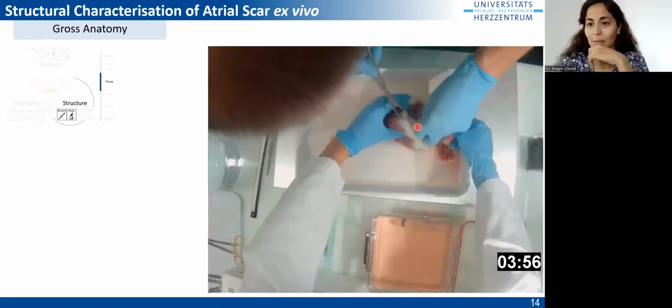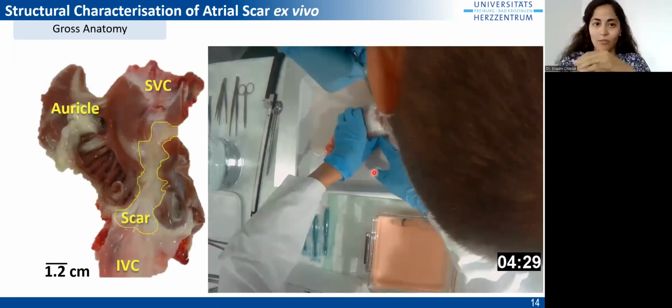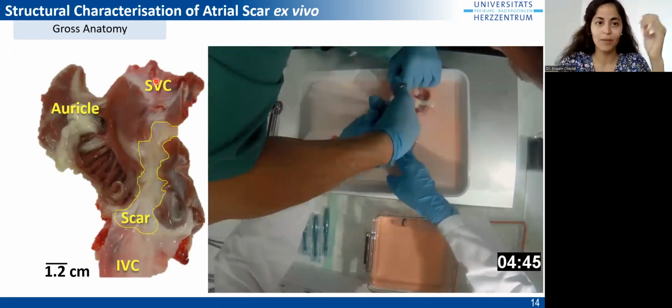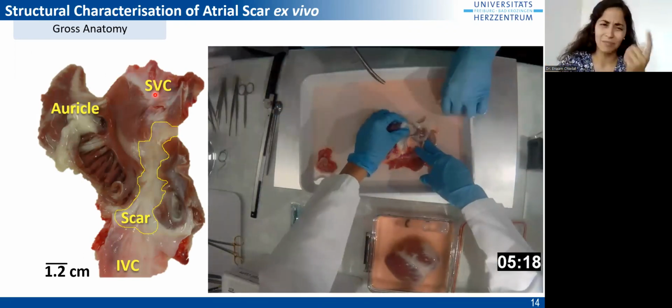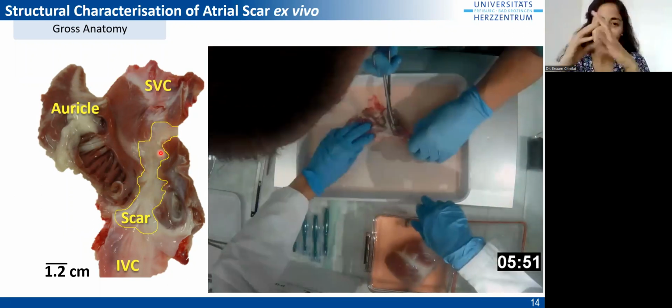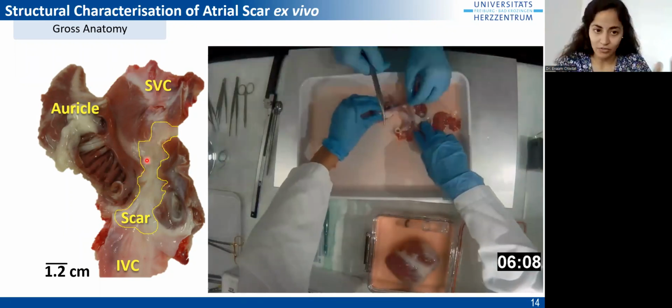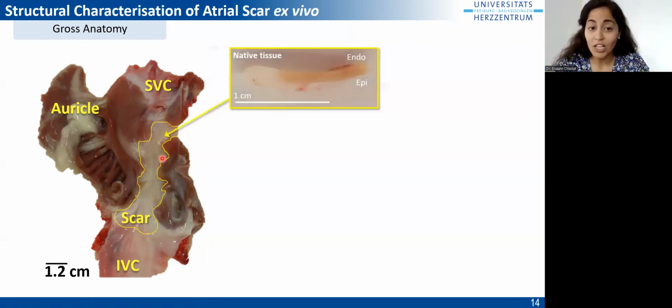So here you see us separating the atria from the ventricles, and then we divide the right atrium from the left atrium. Here's the right atrium, where we then also open up the superior and inferior vena cava. In pig, this is actually called cranial and caudal vena cava, to flatten out the posterior wall, which is where we've targeted and ablated. You see the location of the scar. We can characterize the scar.